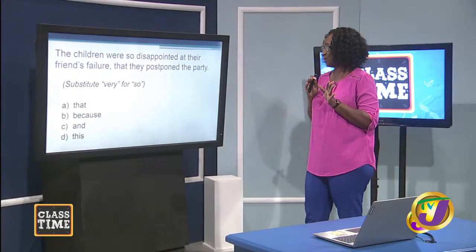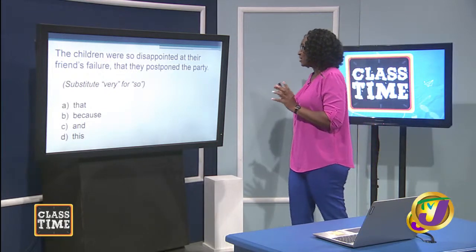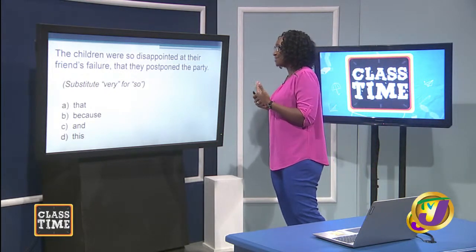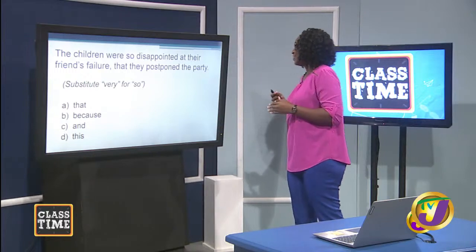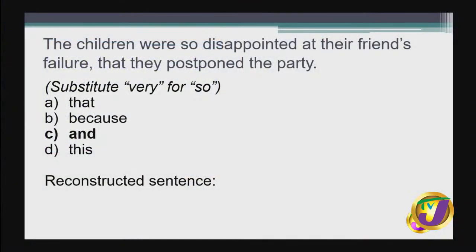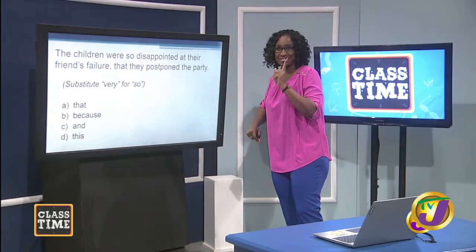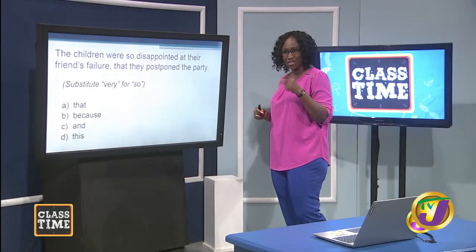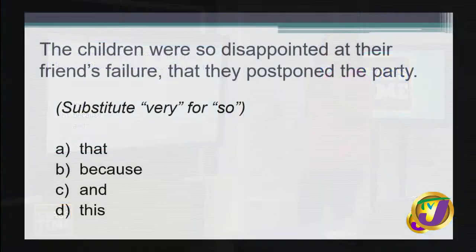So here's our next one. The children were so disappointed at their friend's failure that they postponed the party. How many of you would do that? You postpone the party because your friend failed and you were disappointed. All right, now for this one, we're not starting the sentence with a new phrase. We're going to include a different phrase in the sentence. So it says you're to substitute very for the word so.